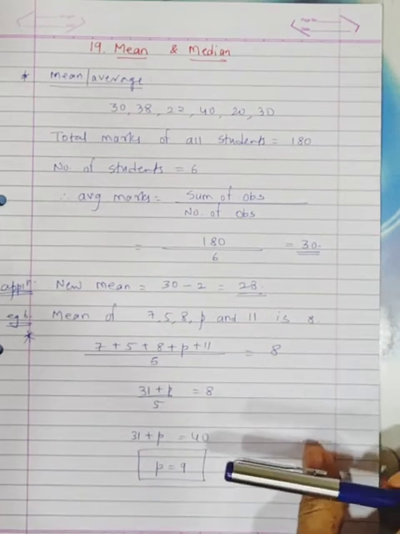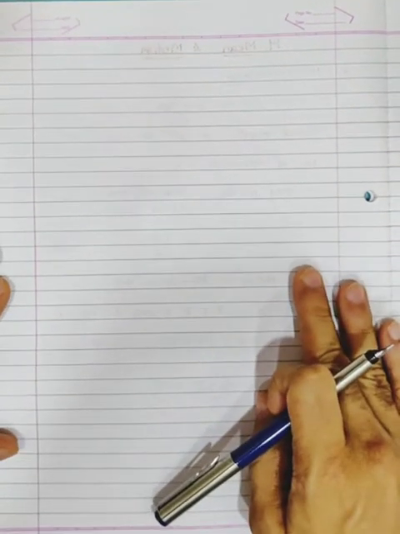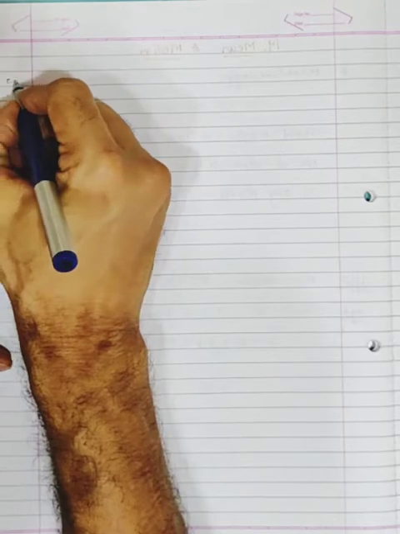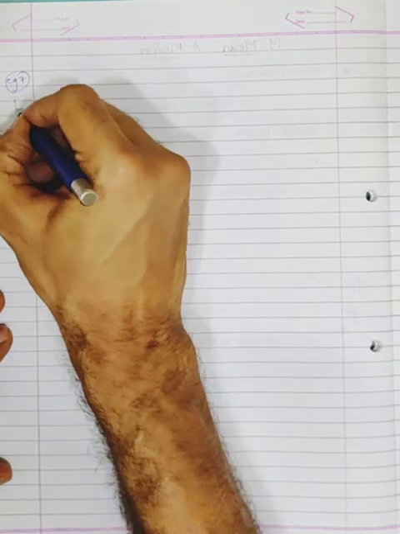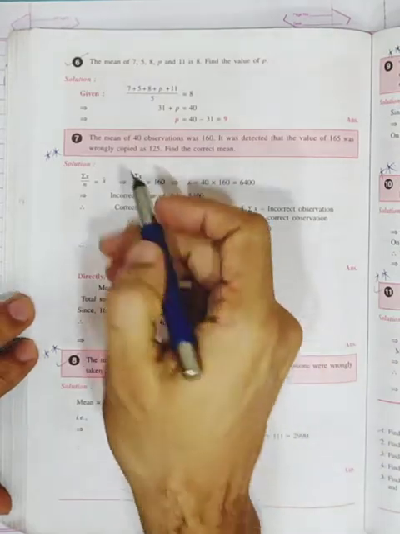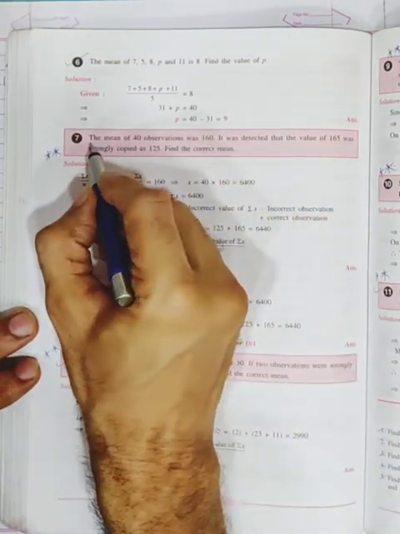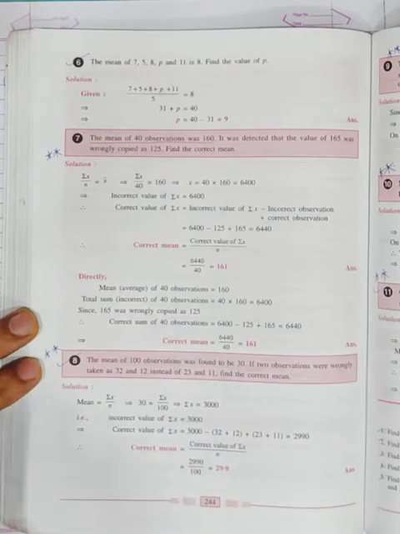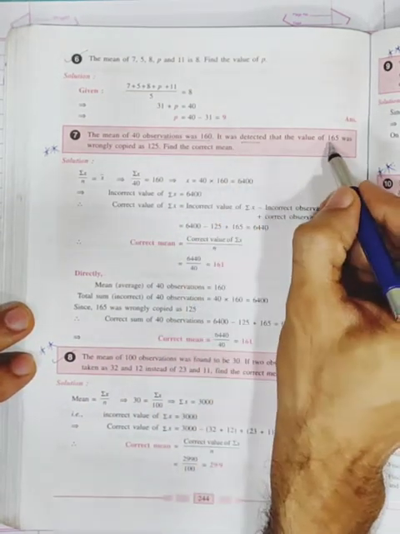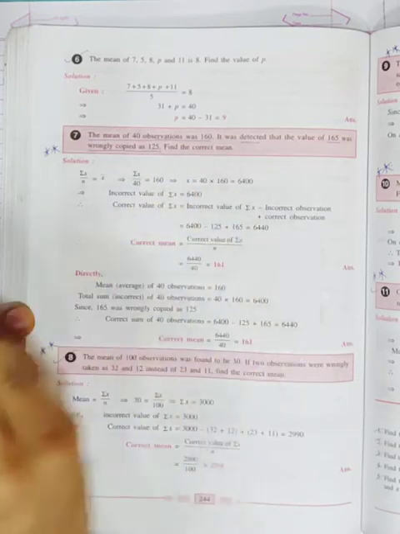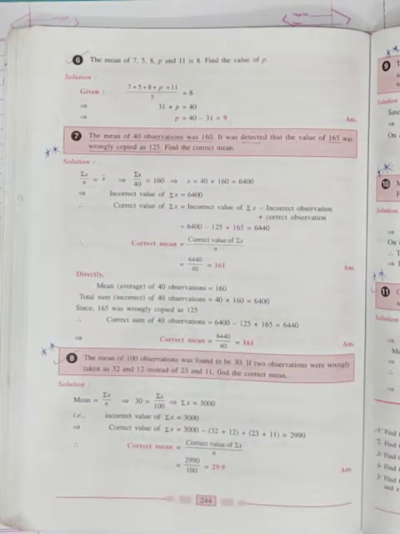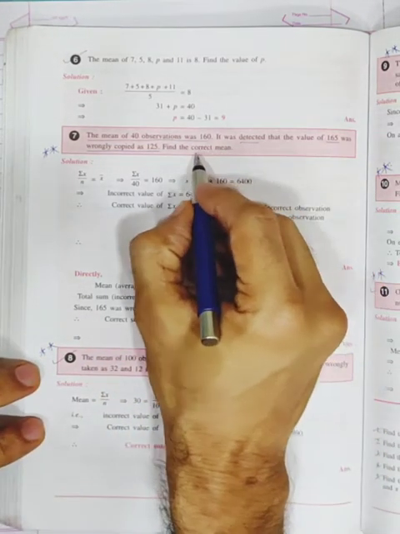Okay, now next problem, number 7. See, now in example number 7, these problems are getting a little tougher. So example 7 is a 2-star problem. I'll just show you the question first. The mean of 40 observation was 160. It was detected that 165 was wrongly copied as 125. So by mistake you took 165 as what? 125. Okay, and now you have to find the correct mean.